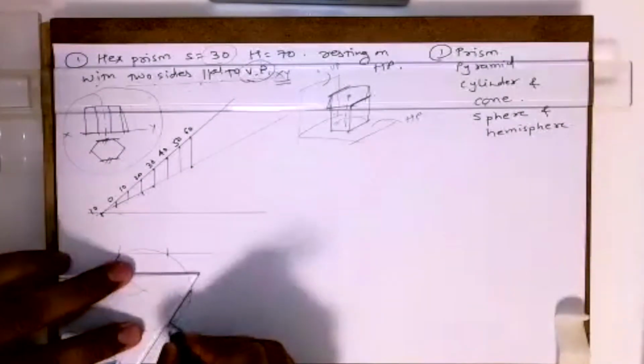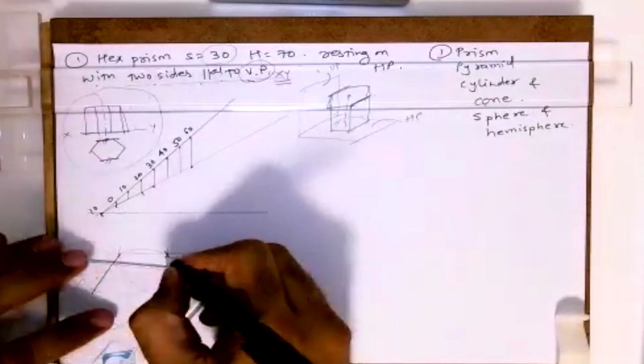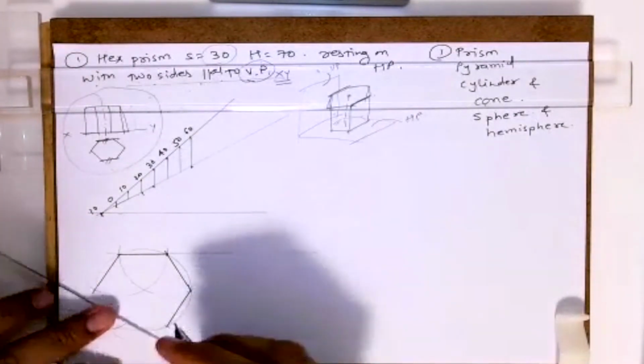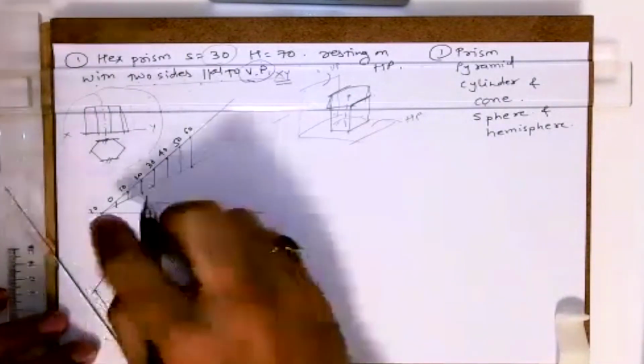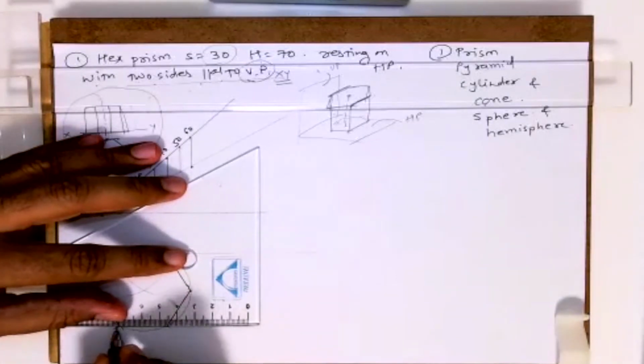So while making isometric scale, is it important to have this, is it important to make arcs like 10 millimeter? That you have to show.